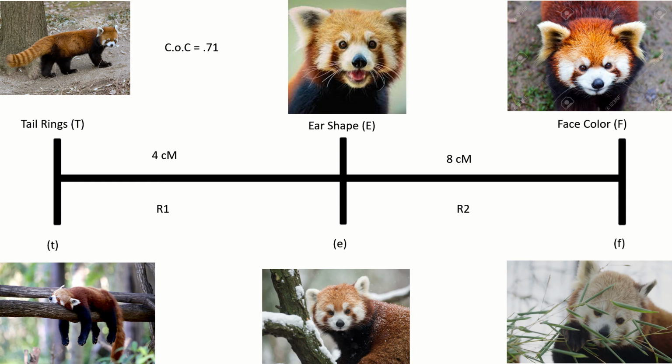Here we have our genetic map, and as you can see, the R1 distance is 4 centimorgans, while the R2 distance is 8 centimorgans. The distance shows us the potential probability for a crossover to happen, where the greater distance is a higher probability for a crossover. Our coefficient of coincidence is 0.71.